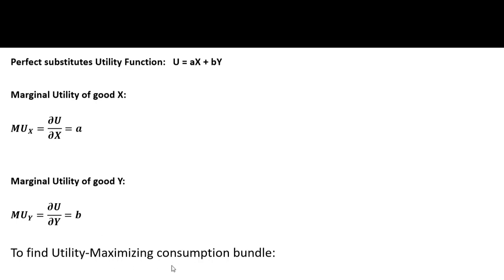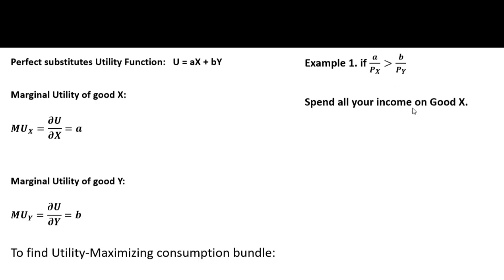And to find the utility maximizing consumption bundle, we want to do the following. We're going to spend all our income on the good that provides the most marginal utility per dollar. So example 1, it is possible that the marginal utility of X, which is a, divided by the price of X exceeds the marginal utility of good Y, which is going to be given by b, divided by the price of good Y. We should spend all our income on good X.